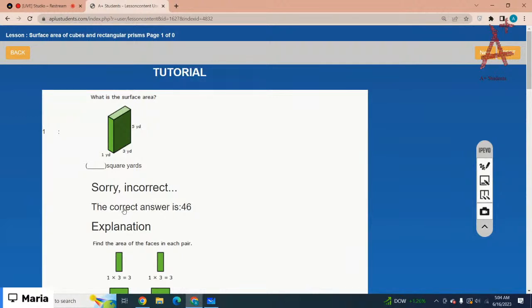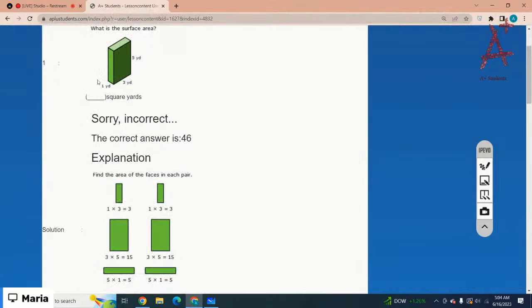We have to find the area of the faces in each pair. Got it? So the faces are in pair. You have to calculate the face area of each pair, like this one and the opposite side. Then this one and the opposite side, so you have to calculate the area in pairs. This one is a rectangle, it would be 1 times 3, that equals 3. So same is for the other pair. Then you have this one, the 3 times 5, it would be 15. So same is for the other pair. Then you have for this one 5 times 1, so it would be 5.